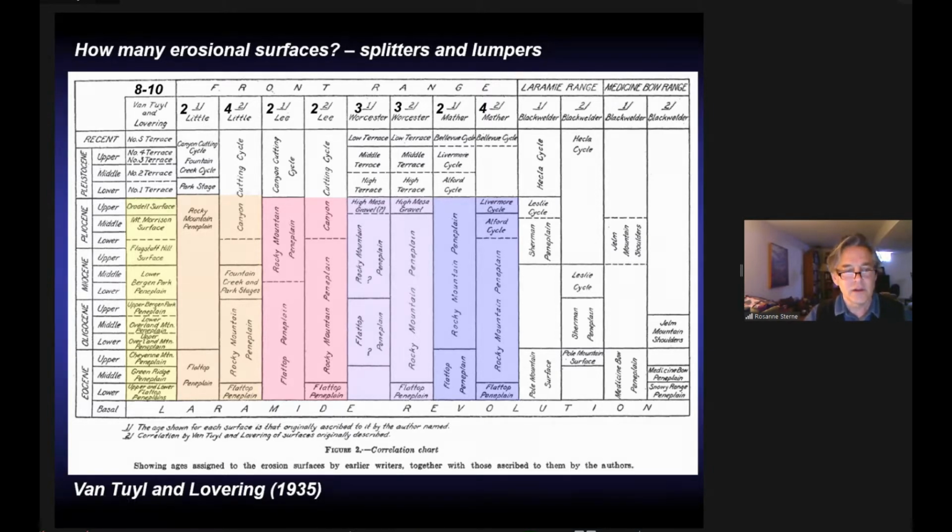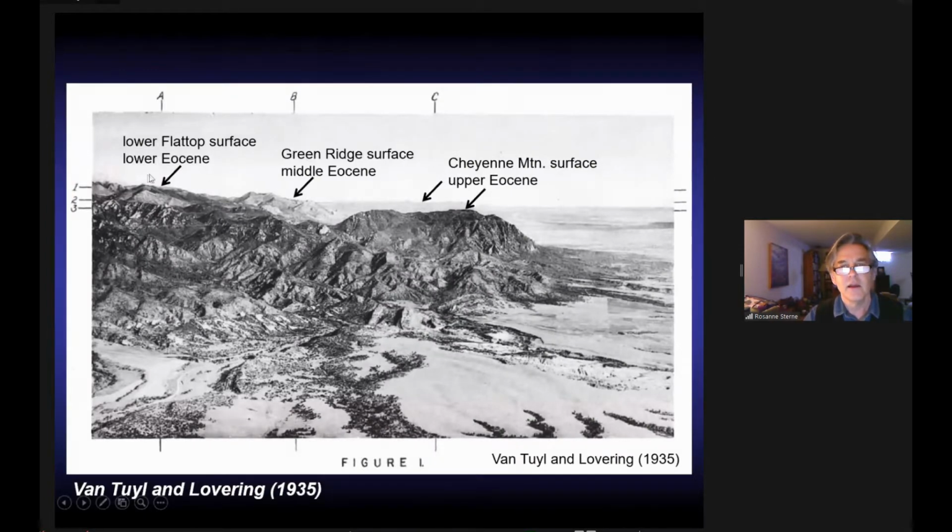And here's another panel from Van Tuyl and Lovering. So here they're showing three different surfaces, a lower flat top surface, and then as we drop to lower elevations, a younger Middle Eocene surface, Green Ridge, and then a little bit lower, the Upper Eocene Cheyenne Mountain surface. So they kind of looked around and they correlated things based on elevation. And here's another one of their diagrams.